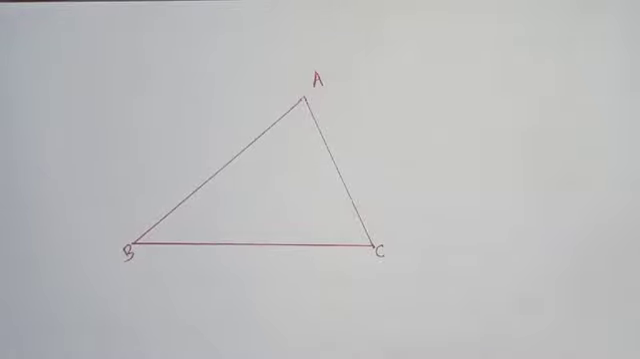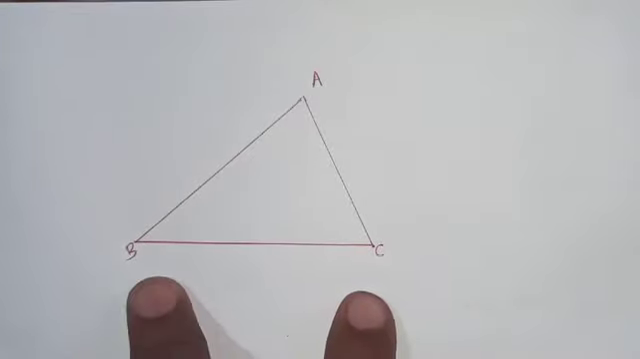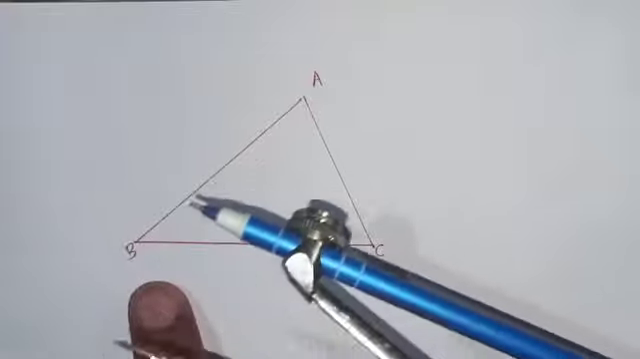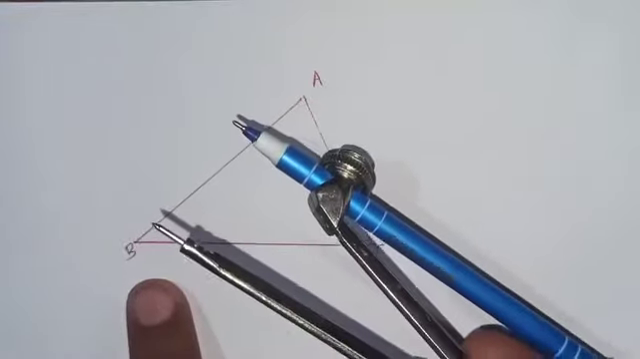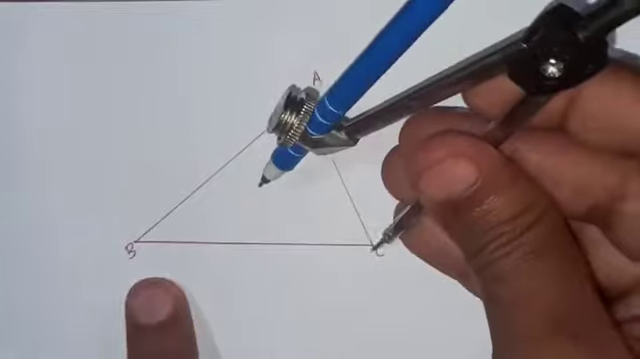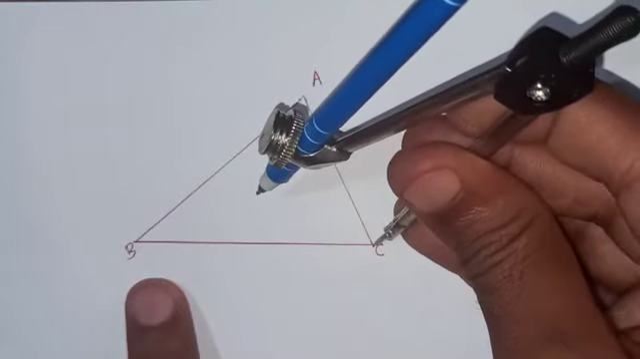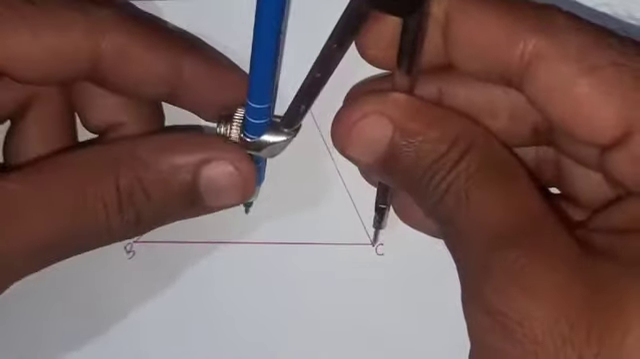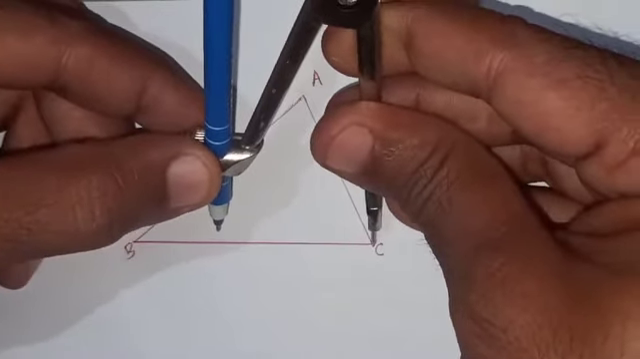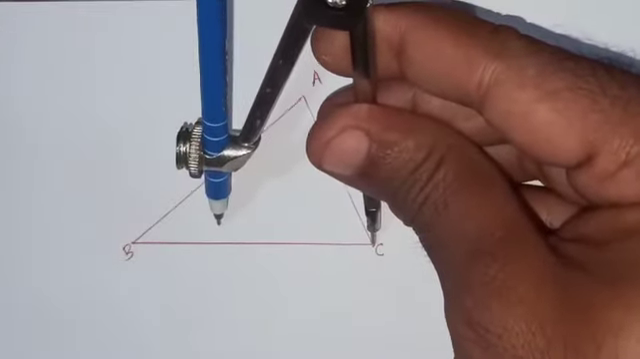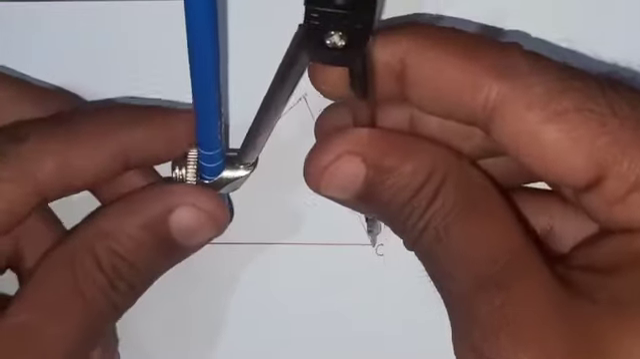So first we have to find the midpoint. To find the midpoint we will take base CB. We have to draw the midpoint on base CB, and for that we use a compass. We will put the iron tip on point C and take more than half portion of that side CB.